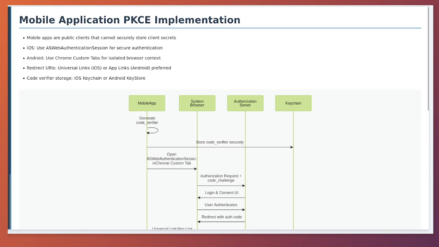On iOS, the recommended approach for OAuth 2.0 and OpenID Connect is to use a web authentication session, which is Apple's built-in API for web-based authentication. This API presents a secure browser session that is isolated from the application.